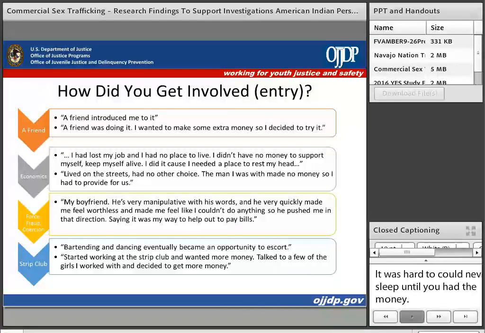Here's another one. "My pimp used to be my boyfriend. When he found out I lost my job, he came up with the idea of me working with prostitutes on the street and making money every day." Oh, I guess that's the same one I just read. Sorry about that. So here are some other entry questions that are important for you to think about.